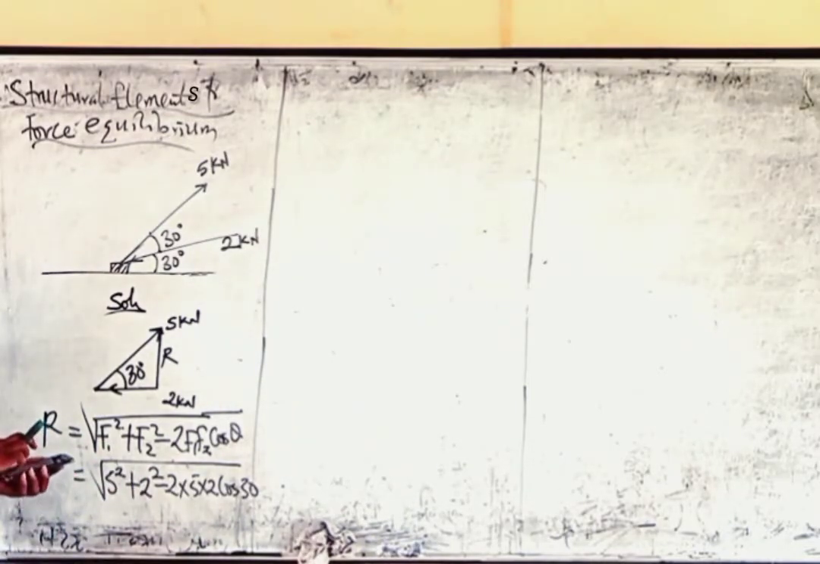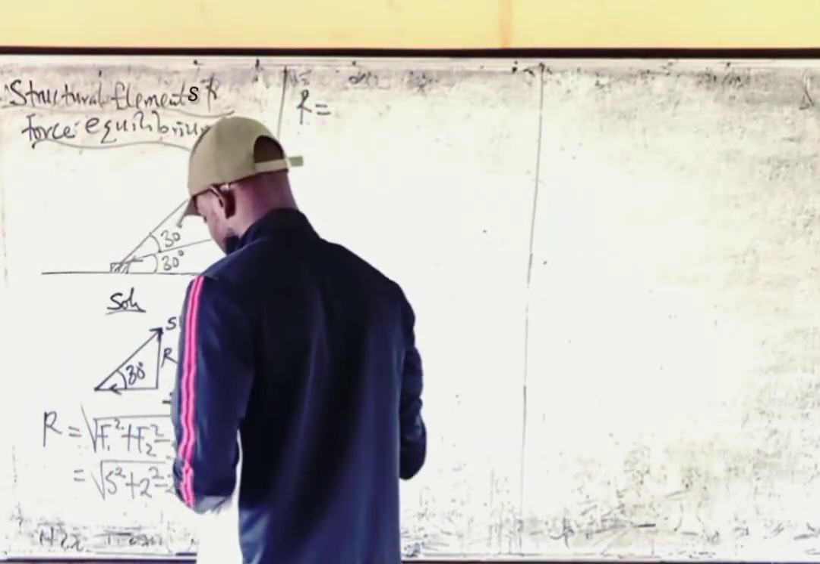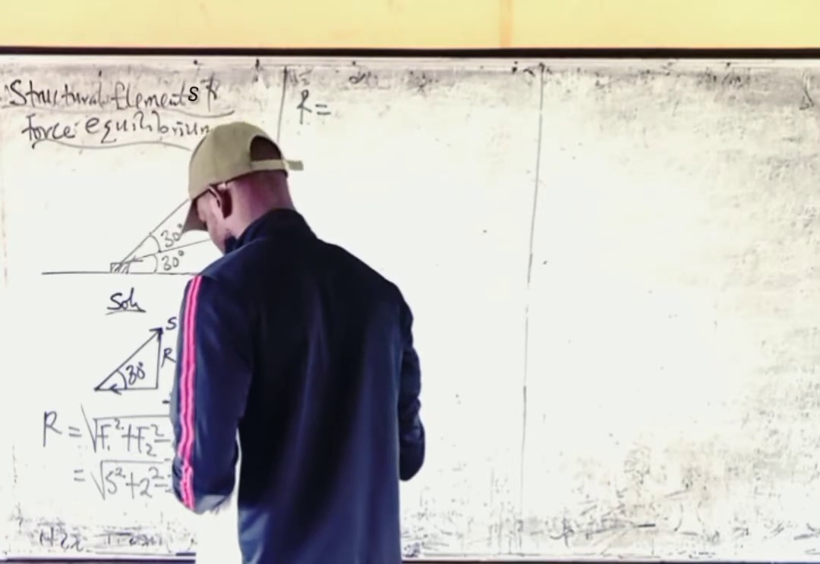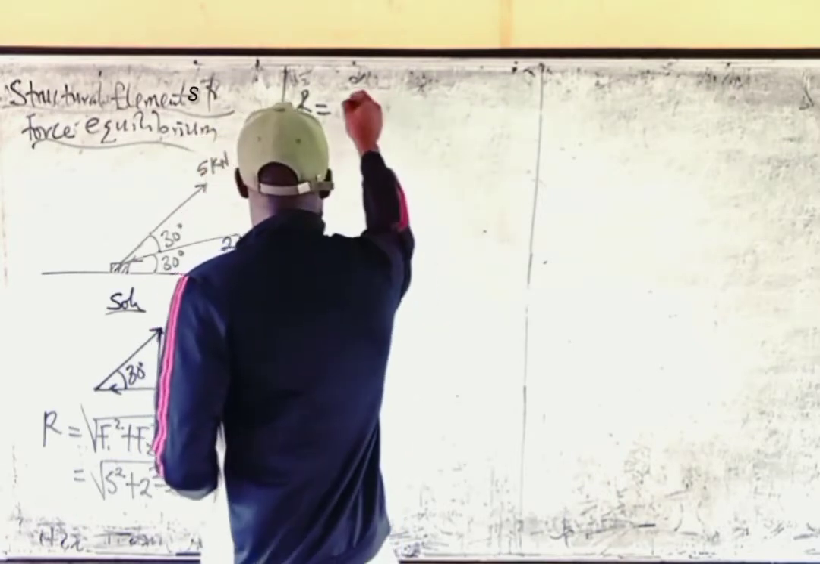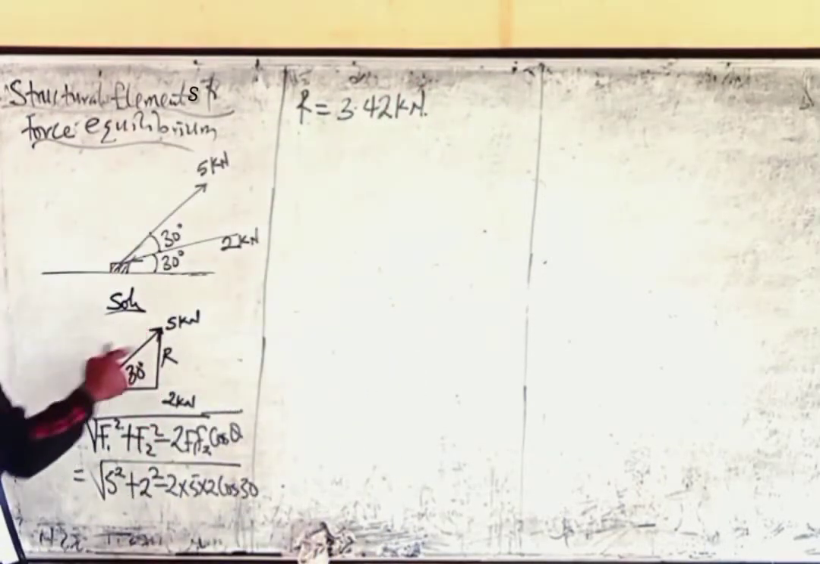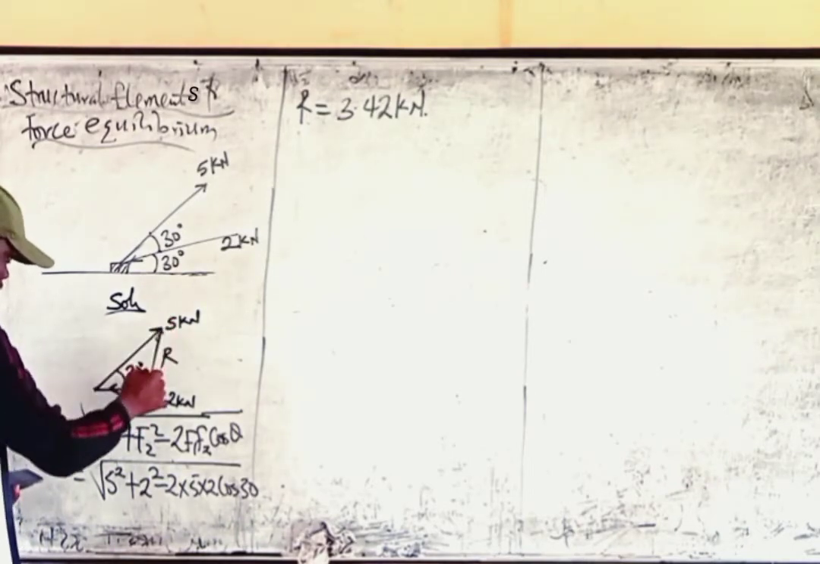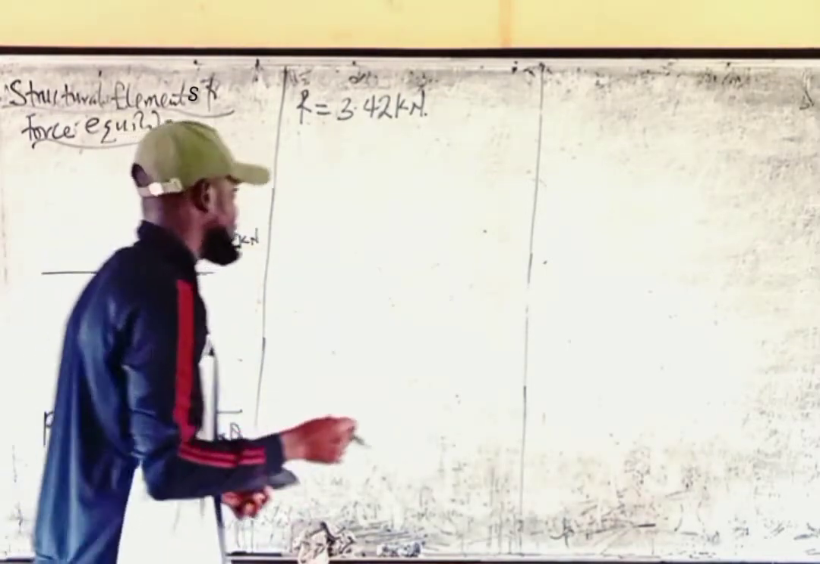We have the square root of 5 squared plus 2 squared minus 2 times 5 times 2 cos 30. So approximately our R here will be equal to 3.42 kilonewtons. Please take note, this line is not a straight line, it's just a little slant line, something like this. That resultant is not a straight line. Take note of that, it's very important.